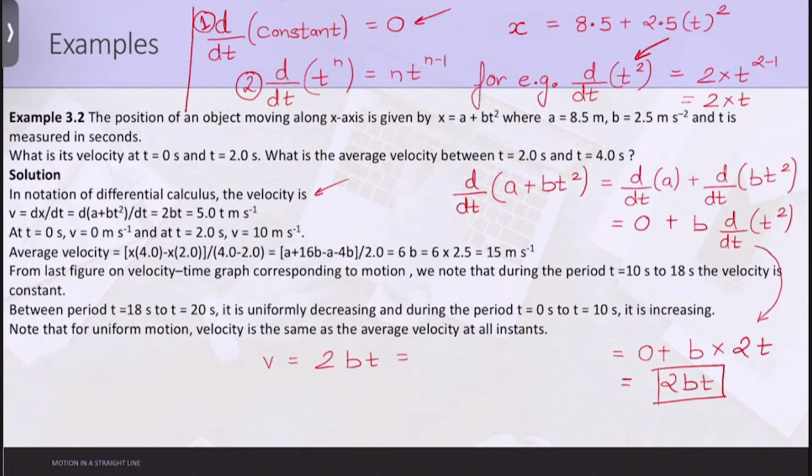What is the value of b given? b is given as 2.5. So we'll write this as equal to 2 into 2.5 into t. Therefore velocity is equal to 5t. So as you keep on increasing the value of t, you will get different values of velocities.